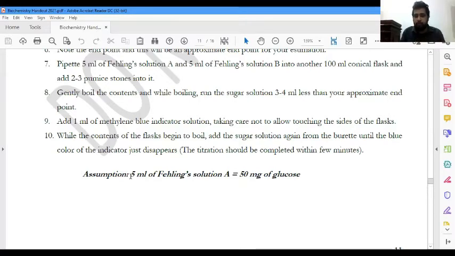You have to measure the sugar volume or the reducing sugar or the glucose that is required to reduce Cu2+ in the 5 milliliters of Fehling's A. I'll explain what is the reason for adding pumice stones. I will explain the reason for each and every step.